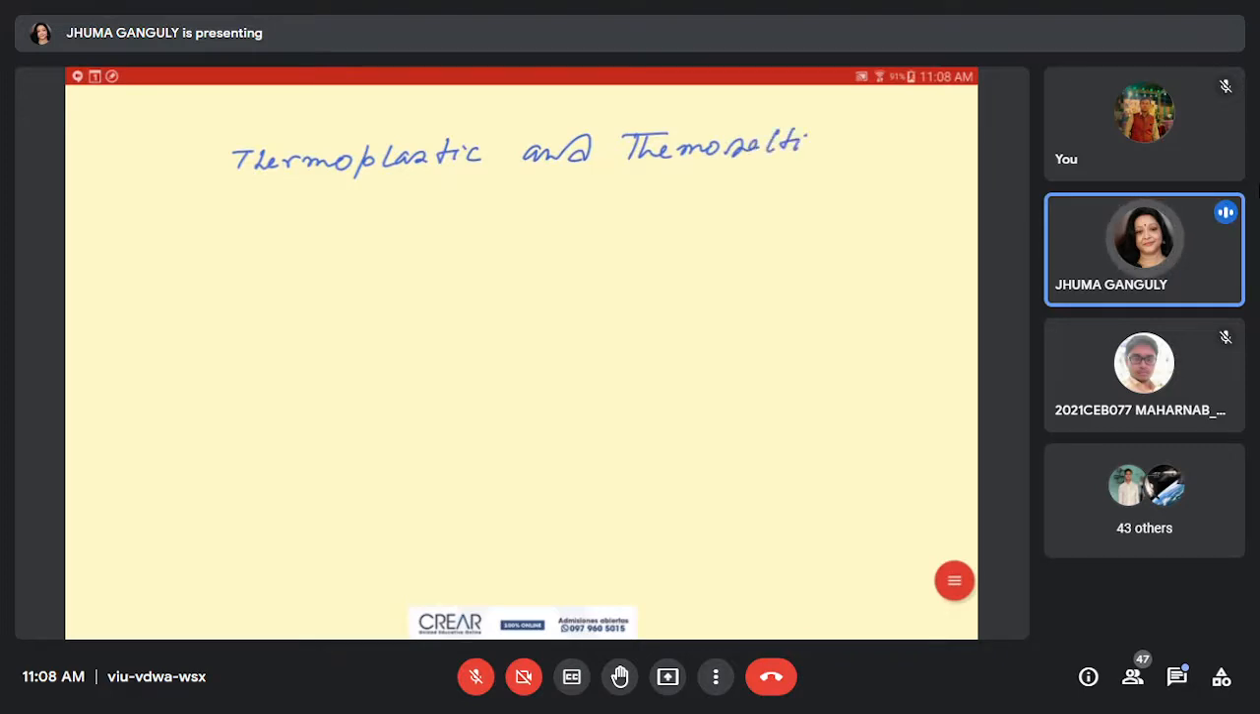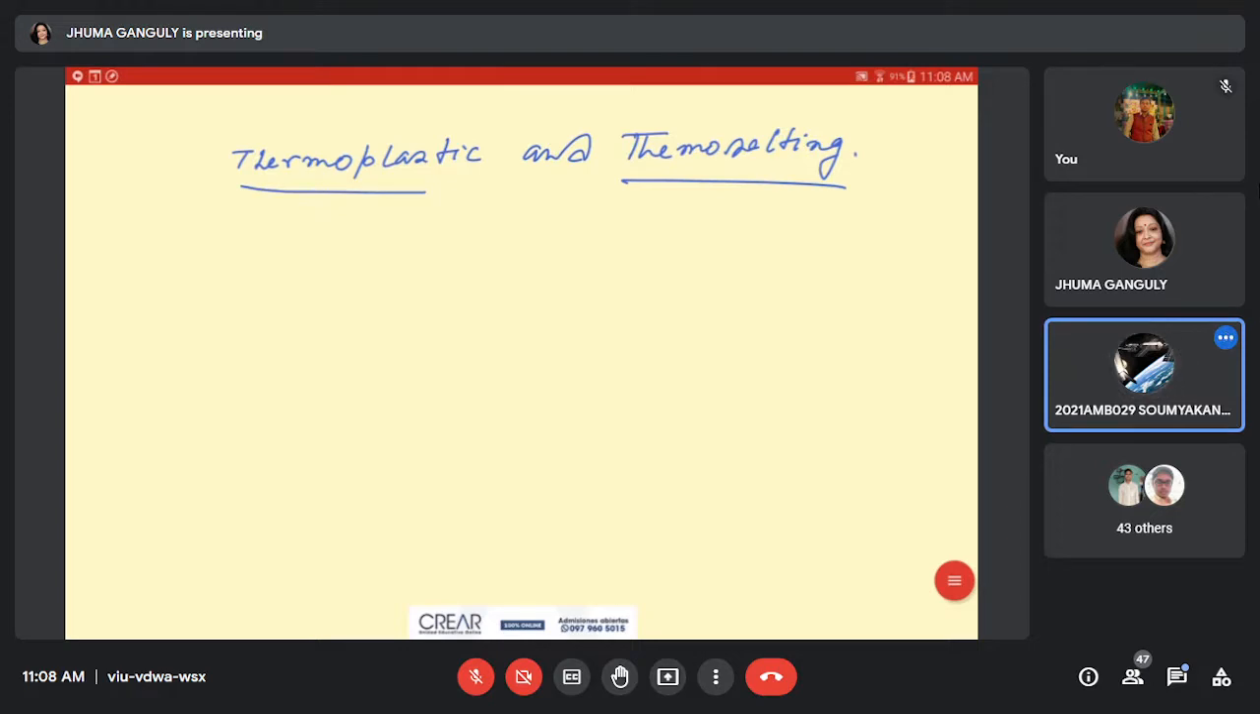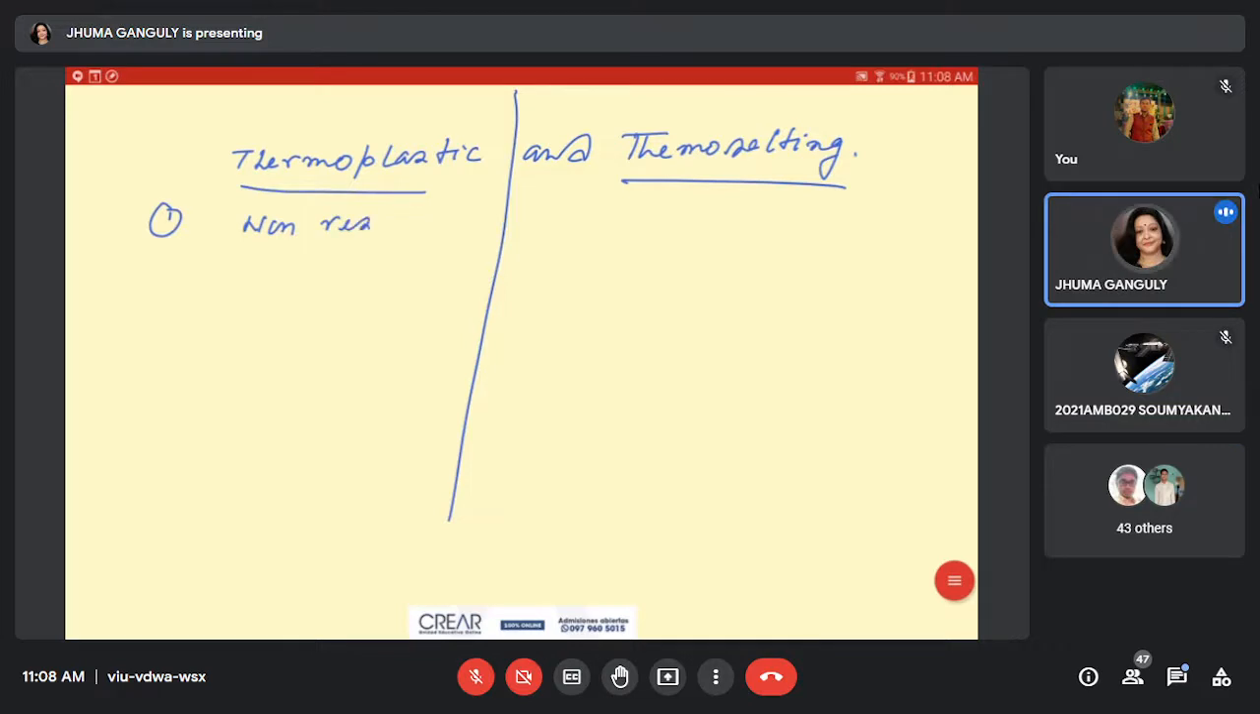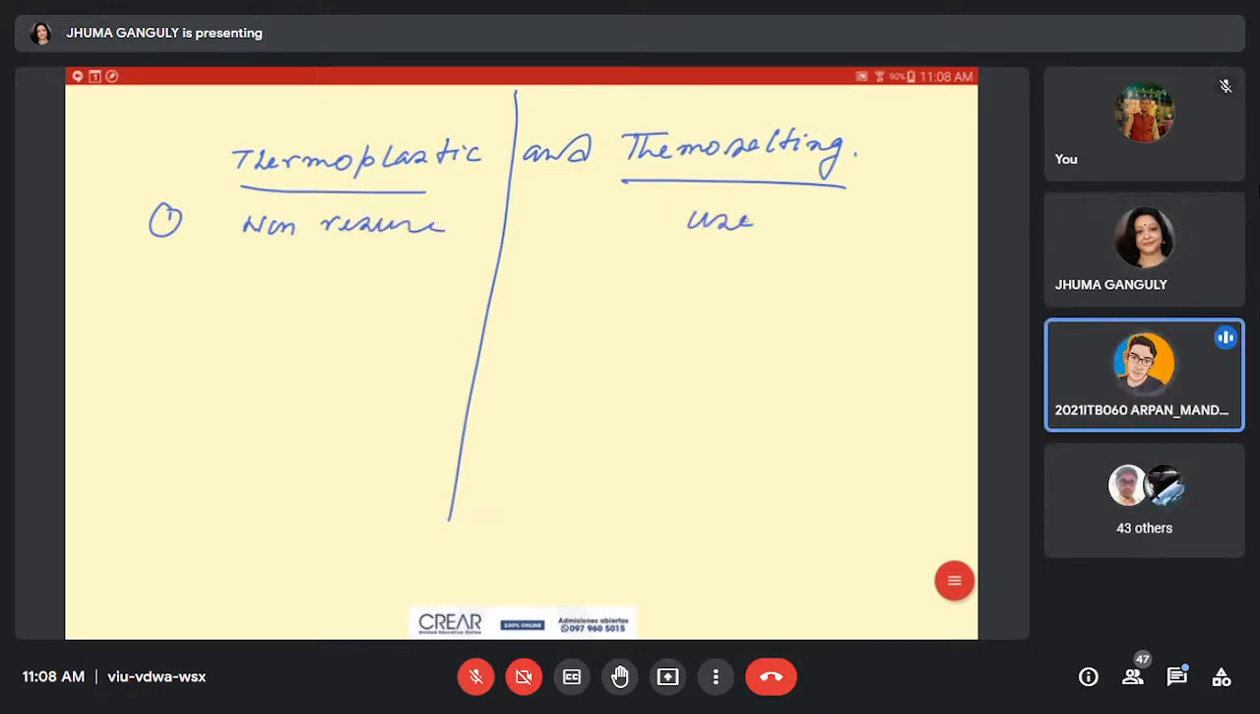Another point: prepare the difference between thermoplastic and thermosetting. I mentioned it during our class, but not separately. What is the difference between thermoplastic and thermosetting? Ma'am, thermosetting is temperature sensitive and thermoplastic is not. Thermoplastic is reusable, and thermosetting is non-reusable. Thermoplastic can be molded into different shapes using heat.